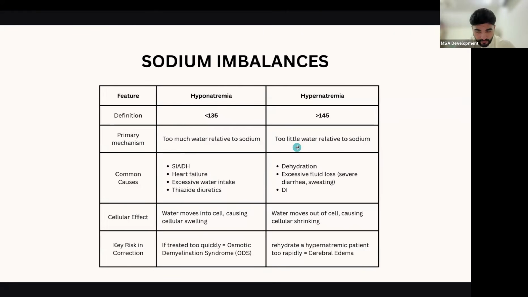Hypernatremia, on the other hand, is when you have little water compared to the sodium levels. This could be seen in dehydration, or in people who excessively sweat, or in people who have ongoing severe diarrhea, or they could be having diabetes insipidus. Okay, here the water is going to move out of the cell, causing cellular shrinking. So here I'm going to rehydrate the patient normally, but if you hydrate too quickly, you are putting the patient at risk of cerebral edema, because when you're giving a lot of water to these shrunken cells, the water is going to move into the cell, and if you do it too quickly, it might cause the edema, okay?